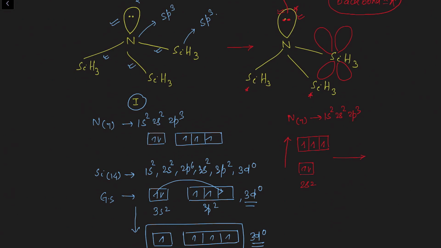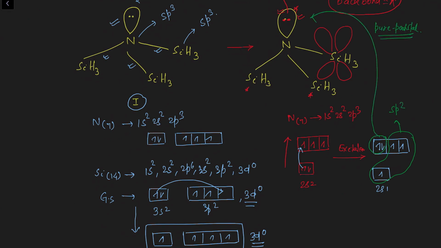Nitrogen will undergo one more excitation. During this excitation, one of the s electrons will jump to the p orbital, and this s becomes 2s1. So the nitrogen atom will undergo hybridization with this one 2s and two 2p orbitals. Now nitrogen will change its hybridization. It will become sp2, and this pair of electrons is now present in a pure p orbital. So nitrogen will easily donate its electrons to the vacant d orbital of the silicon. Now check, this is the p orbital, this is the d orbital. So this back bonding will be p pi d pi back bonding.